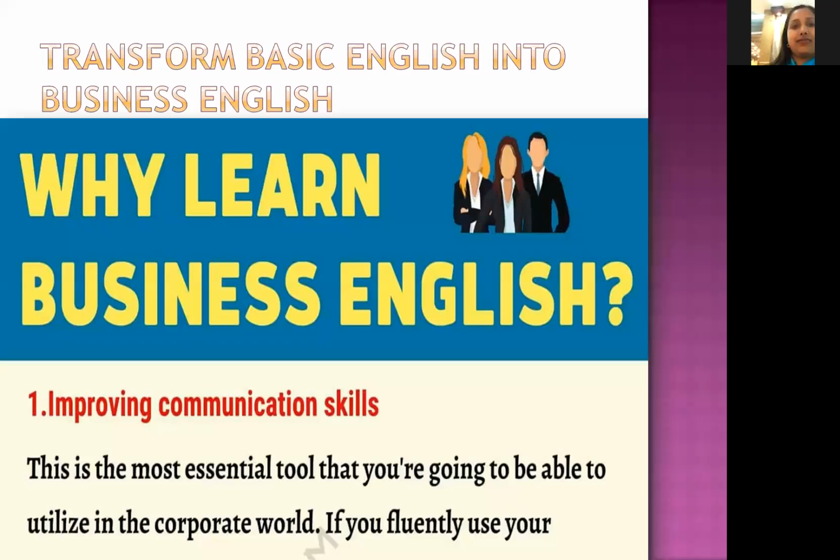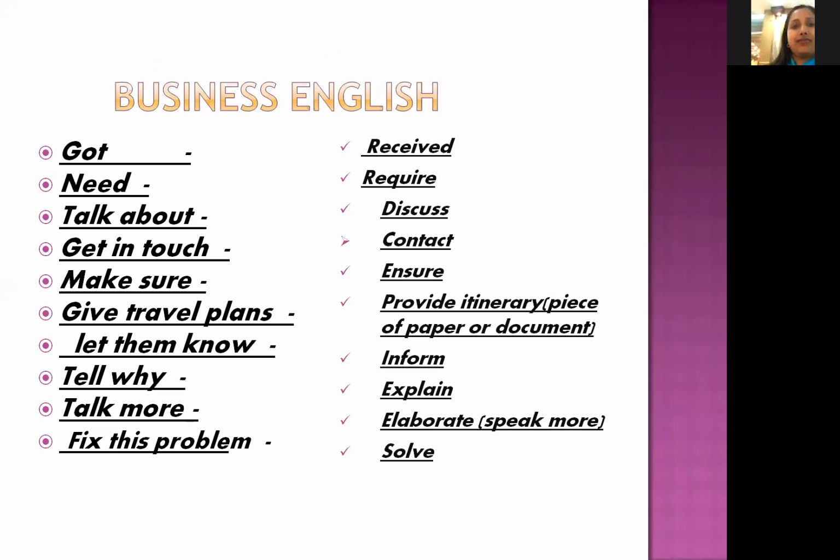Let us understand how we can transform our basic English into business English. Why should we learn business English? Because it's very important to communicate professionally at a place of work. It helps us to grow in our career, and with good communication skills, we can have good leadership qualities. So improving communication skills means that it is the most essential tool that we are going to be utilizing in the corporate world. So we have to speak fluently and use the correct words. Let us take an example.